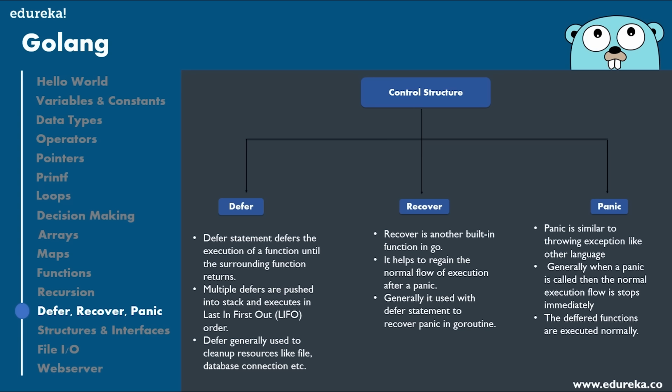Then we have the recover function. Now, recover is another built-in function in Go, and it helps regain the normal flow of execution after a panic situation. Generally, it is used with the defer statement to recover from panic in a Go routine. Thirdly, we have the panic function, which is similar to throwing an exception in any other language like Java or C. And generally, when a panic is called, the normal execution flow is stopped immediately, and the deferred functions are executed normally. It is a built-in function in Golang.